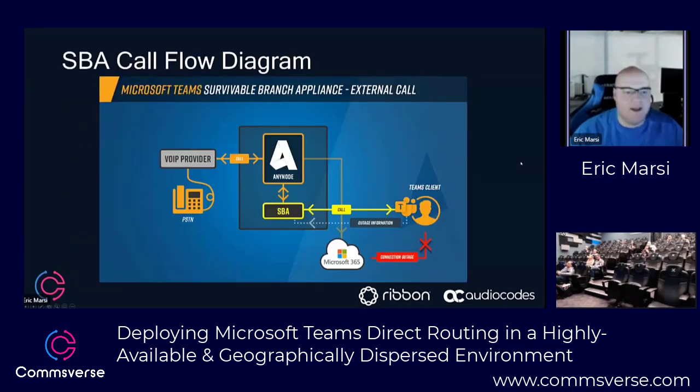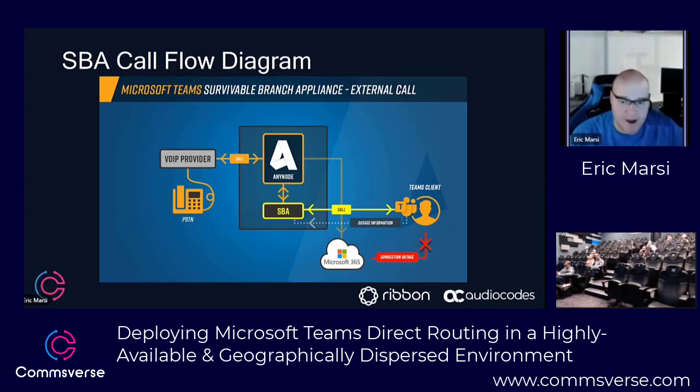So I did hijack AnyNode's SBA call flow diagram. It is one of the better diagrams out there. So let's go ahead and pull this up. This just shows that, hey, in the event of a Teams outage and your Teams client cannot connect to Microsoft 365, that call is going to initiate directly to that SBA appliance. The SBA appliance is going to go right to the SBC, and the call will be forwarded to the VoIP provider. And again, that is just a basic in and out phone call. We're going to put the call on hold. There's no other features that are going to be available to you.